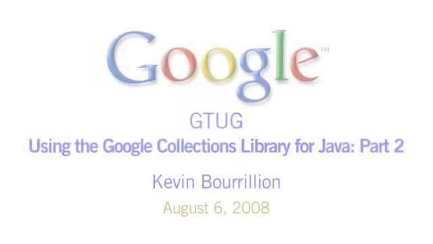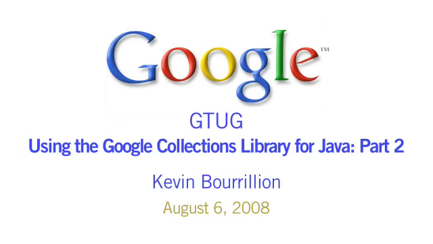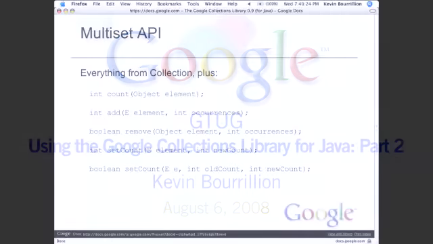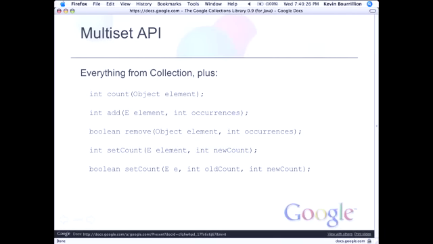The multiset API adds only 5 methods on top of what's already in the collection interface. These are methods designed to do the sorts of things that you typically do when you use a multiset. A very common thing is that you want to know how many occurrences of a particular element are in there. That method's called count.